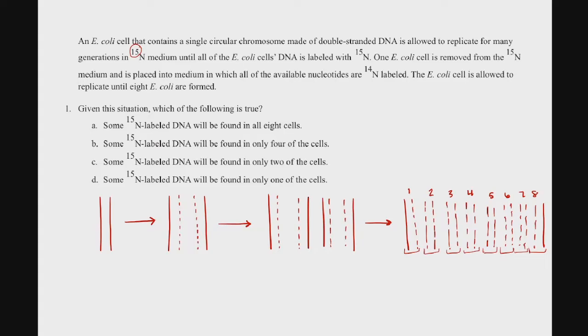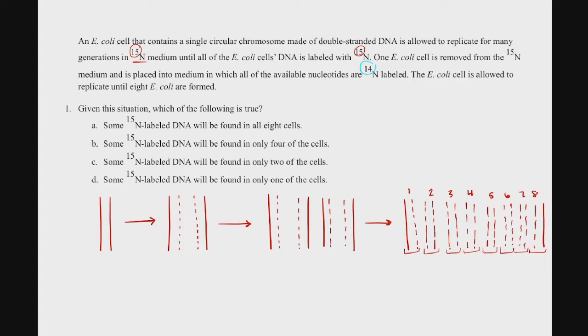Until all of the E. coli cells' DNA is labeled with N15. So we're starting with this isotope. One E. coli cell is removed from the N15 medium and is placed into a medium in which all of the available nucleotides are N14 labeled. The E. coli cell is allowed to replicate until 8 E. coli are formed. Given the situation, which of the following is true?